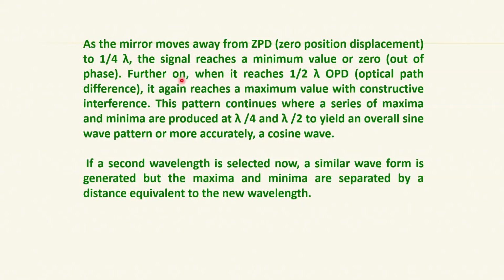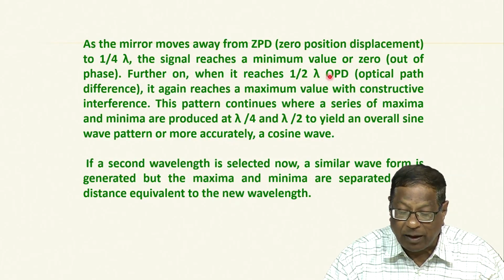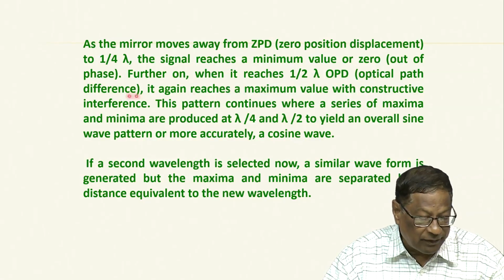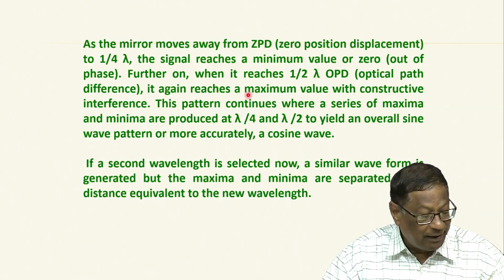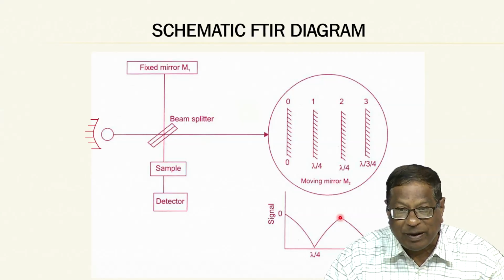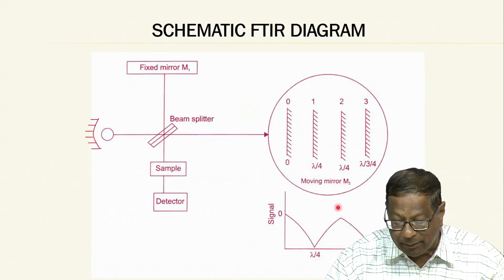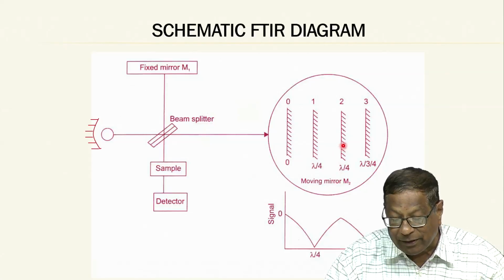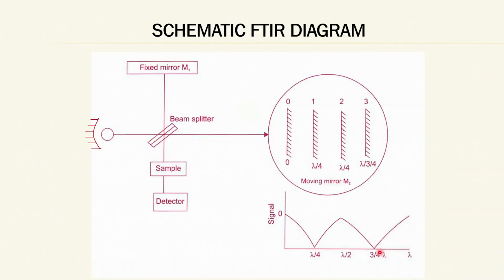Now, further on it moves, it reaches 1 by 2 lambda OPD. What is OPD? Optical path difference. Slowly it keeps on increasing, and it reaches maximum. This is at lambda by 2. Then again at 3 by 4 lambda it becomes 0, and again it reaches maximum. So, like that it keeps on moving for this wavelength.